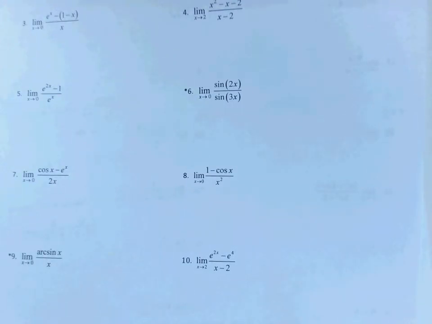What should you get for 7? Anybody got it? Negative 1/2. Yes, you can do it. If you didn't get it, I love to help. You need help?